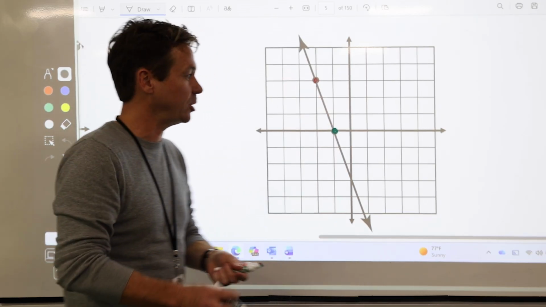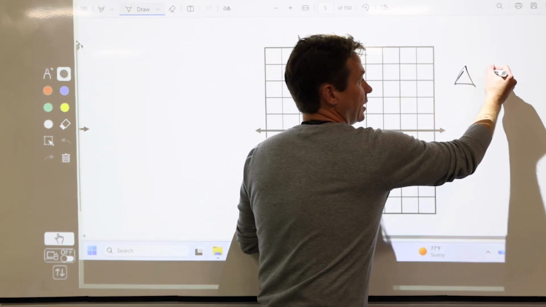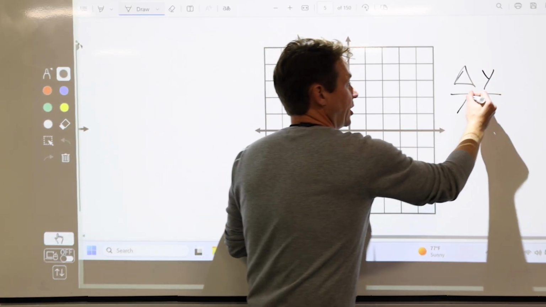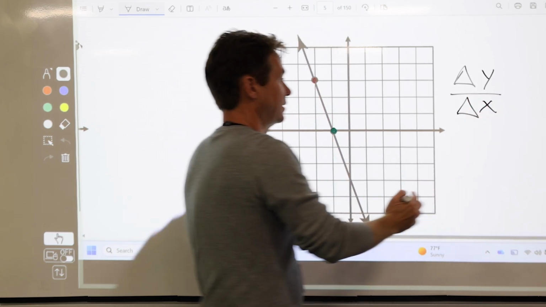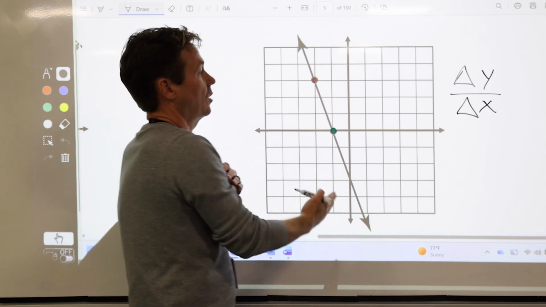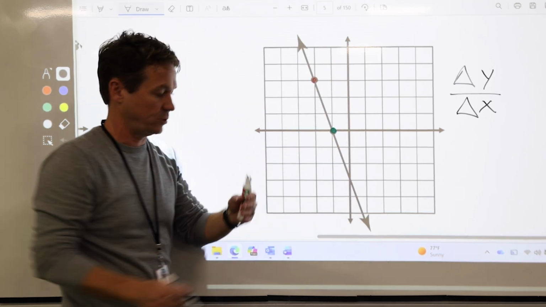And just as a refresher, our slope is our change in y over our change in x. Our rise over our run. Our rise, our vertical change, over our run, our horizontal change.